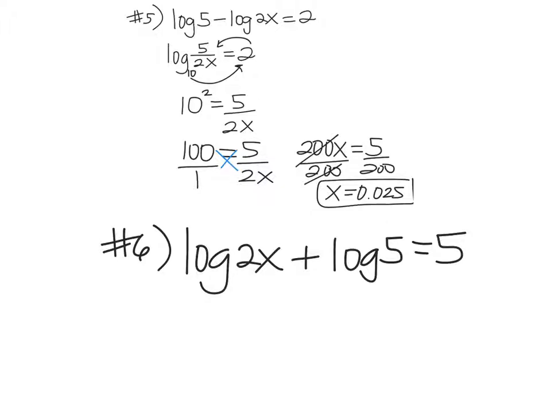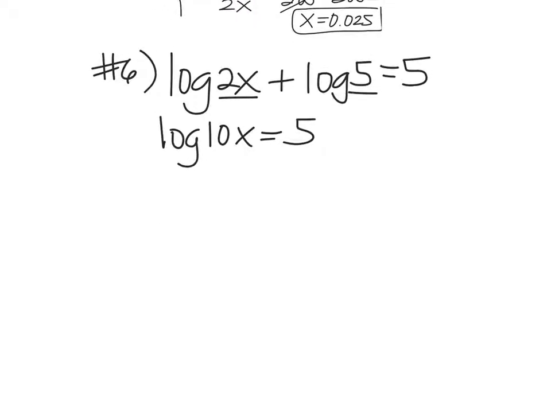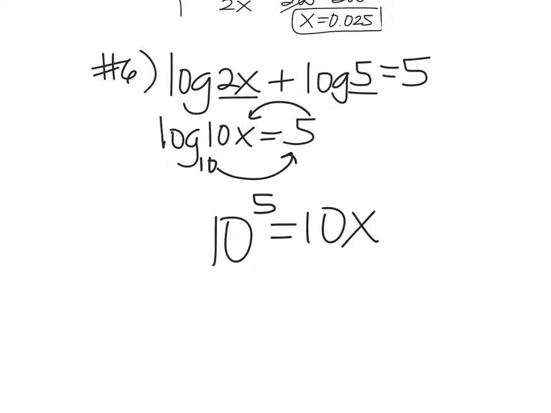So I'm going to combine this into one single log, and I get log of 2x times 5. So log of 10x equals 5. And now I'm going to rewrite this as 10 to the 5th equals 10x. I know that's the part where people mess up. So you end up getting 10 to the 4th, right? So 10 to the 5th divided by 10 gives you 10,000. Who got that? Good, good. Quite a few of you.